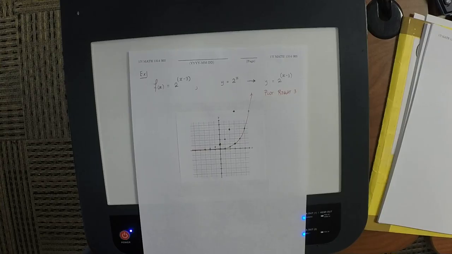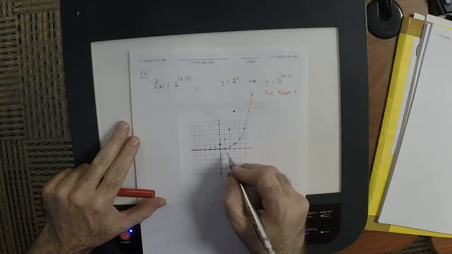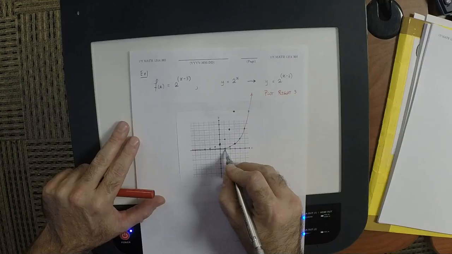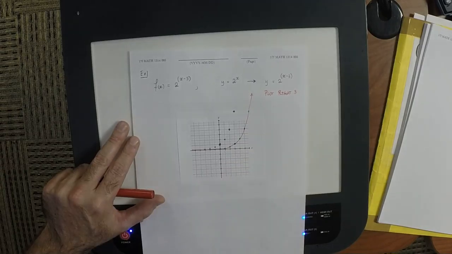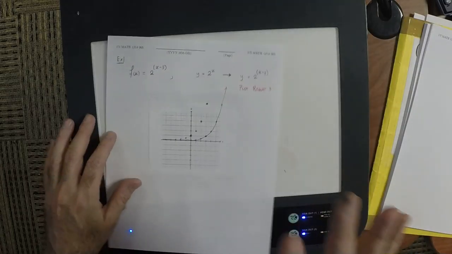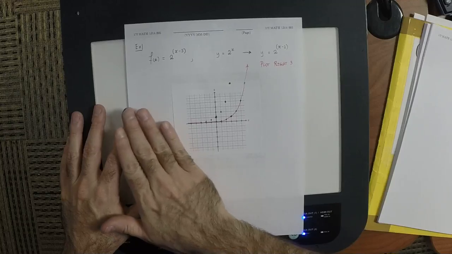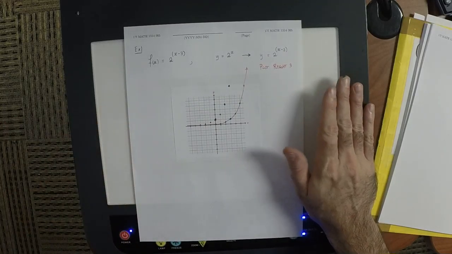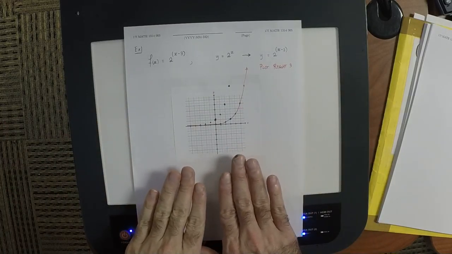Questions about it? I see some skeptical glances. I moved six over. You know what I'm saying? Well, I'm counting this as one. Oh, okay. Not that as one, but that as one. Okay. Good. Other questions? Concerns? Okay, let's try another one.